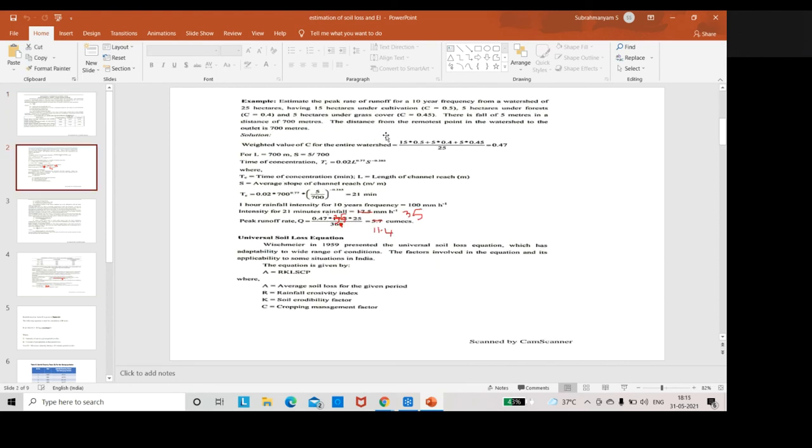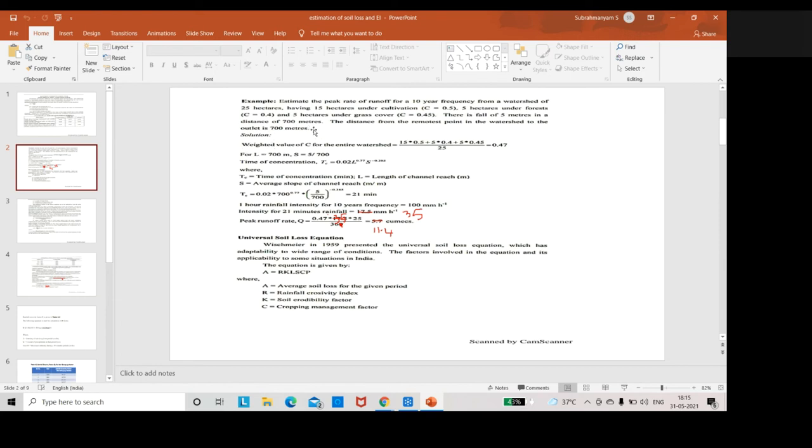Next, one example we will see of how to calculate the peak runoff rate. Suppose 15 hectares under cultivation has C equal to 0.5, 5 hectares has C equal to 0.4, and 5 hectares under grass cover has C equal to 0.45. There is a fall of 5 meters in a distance of 700 meters, and the distance from the remotest point in the watershed to the outlet is 700 meters.